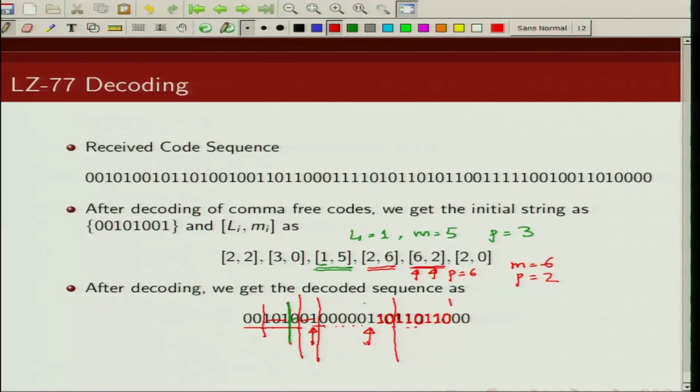Now my new dictionary will be, and I'll get rid of the 6 bits. So I'll get rid of 1, 2, 3, 4, 5, 6. So my new dictionary is this one. Now here L is 2 and M is 0. M is 0 meaning P is equal to 8. So I need to find a string of length 2 matching here. So this is 0, so this has to be 0 and the next match has to be 0. So this way you can see I've been able to decode this whole string.